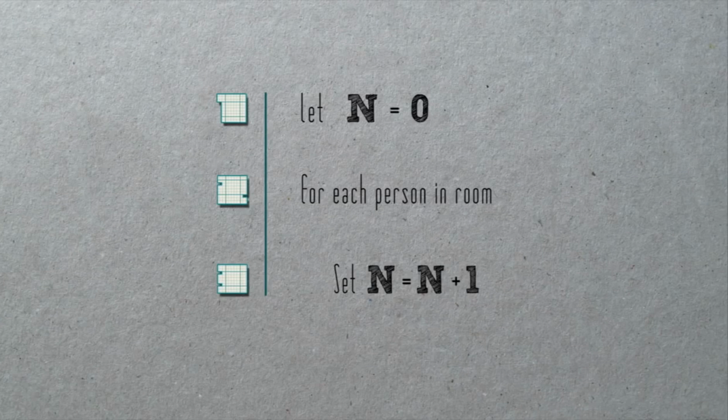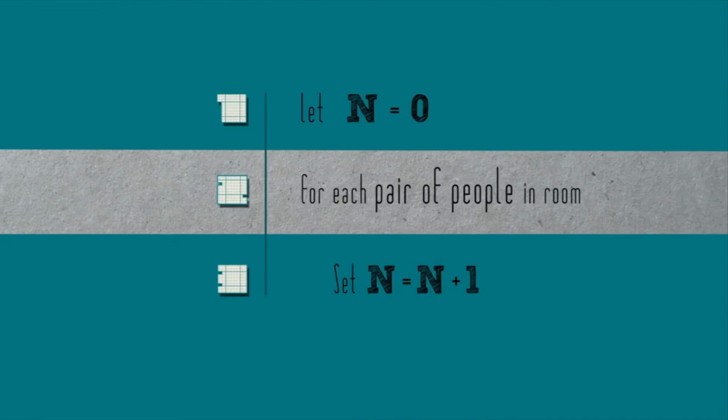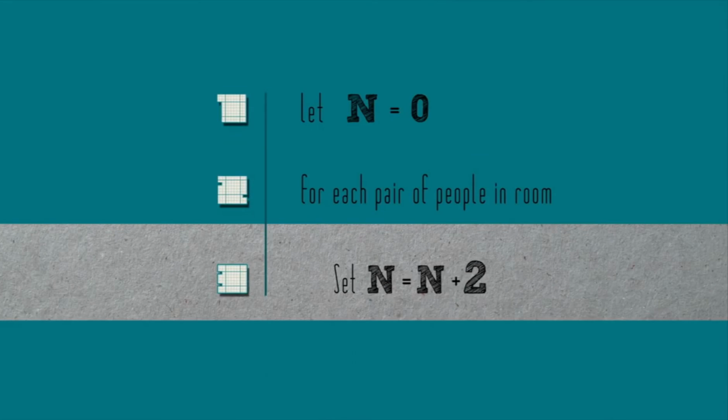Let's express this optimization in pseudocode. Let n equal 0. For each pair of people in room, set n equal to n plus 2. Pretty simple change, right? Rather than count people one at a time, we instead count them 2 at a time.